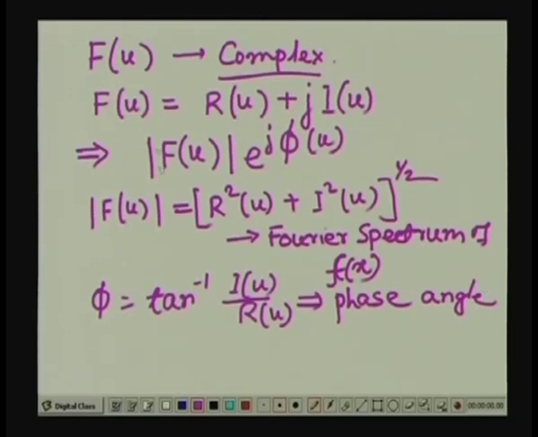So, from this we get what is known as the Fourier spectrum of f(x), which is nothing but the modulus or the magnitude of the Fourier transformation F(u), and the tan inverse of the imaginary component I(u) by the real component R(u). That is the phase angle for a particular value of u.